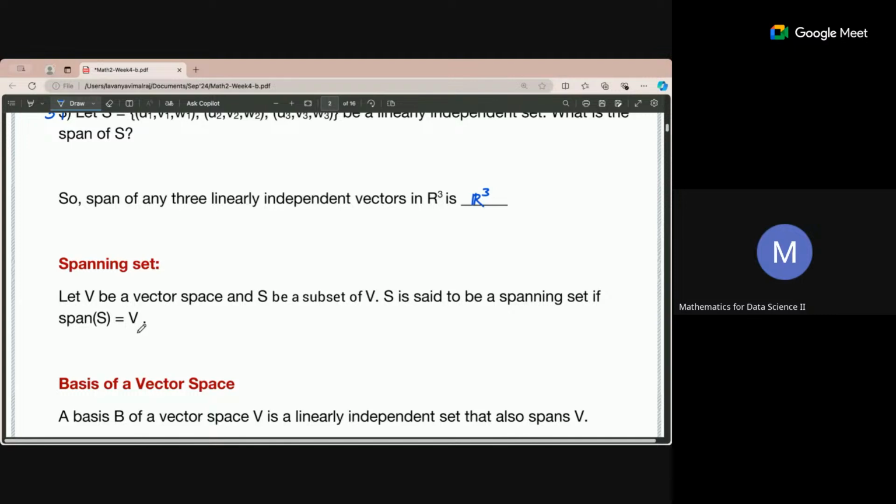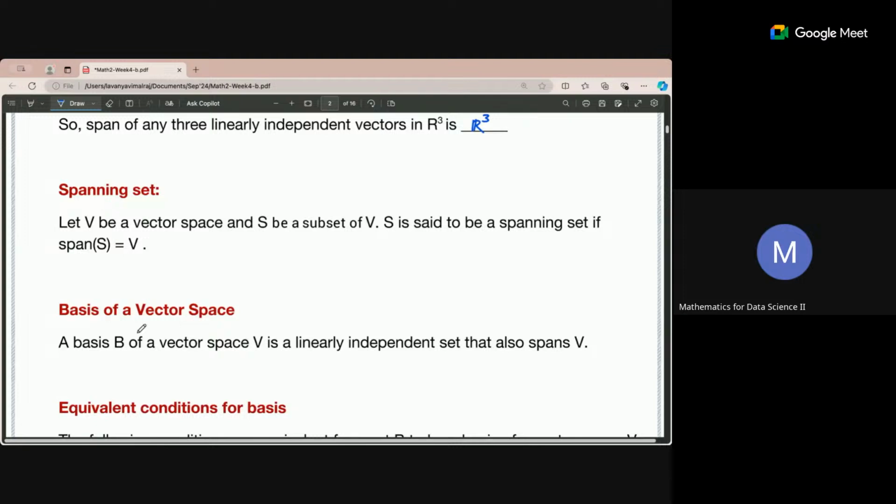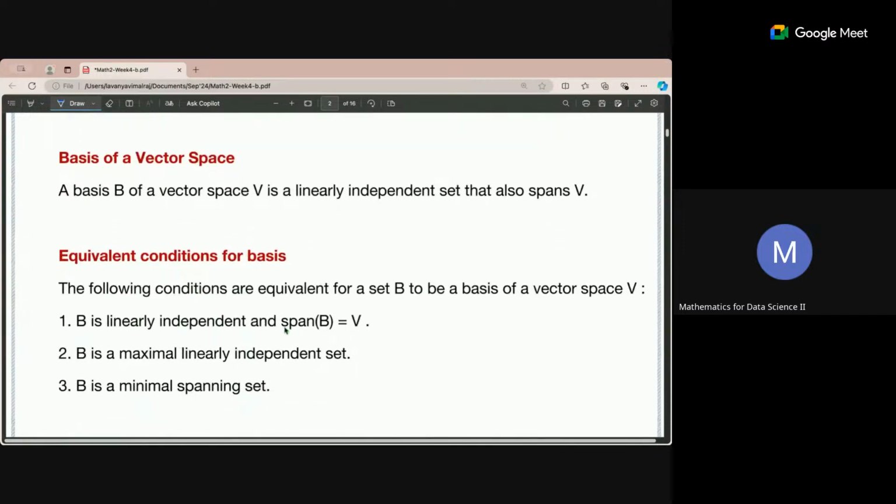Now what is the basis of a vector space? A basis B of a vector space V is a linearly independent set that also spans V. It means every basis is also a spanning set, and it is also linearly independent. We also saw some equivalent conditions for a basis. We can either say B is a maximal linearly independent set or B is a minimal spanning set.